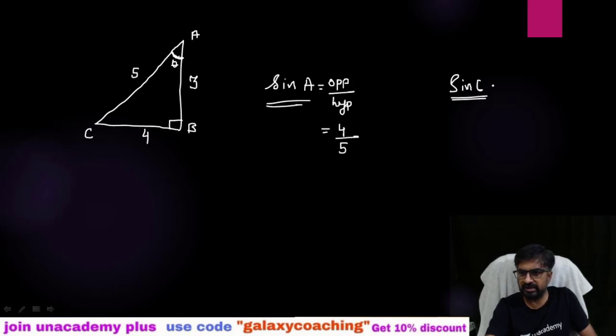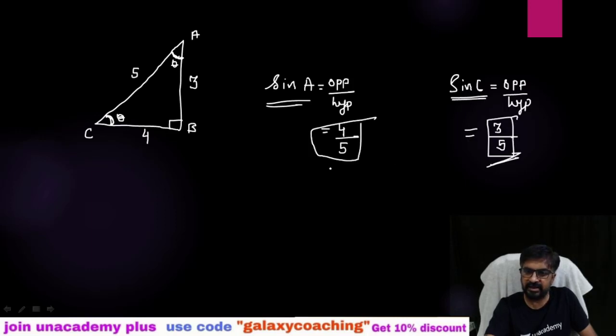Okay, now here sine C. Now at this time the main angle will be C. Again we know sine means opposite by hypotenuse, but here the opposite of this will be 3 and hypotenuse is 5. So you can see sine A and sine C are different. So every time you need to keep in mind the main angle. Main angle is very important, guys. According to the main angle, opposite and adjacent change.